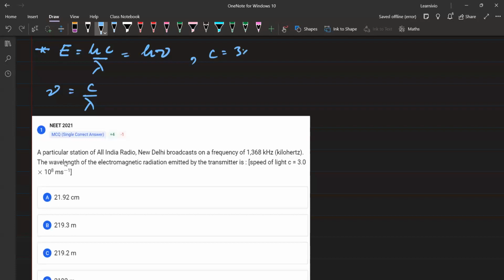C is equal to 3 into 10 to the power 8 meter per second. That is the speed of light. The value of h, Planck's constant, is equal to 6.626, but take 6.63. You can also write 6.6. 6.63 into 10 to the power minus 34. That is the value of Planck's constant, and the unit of Planck constant is joule seconds. Joule seconds, remember that.